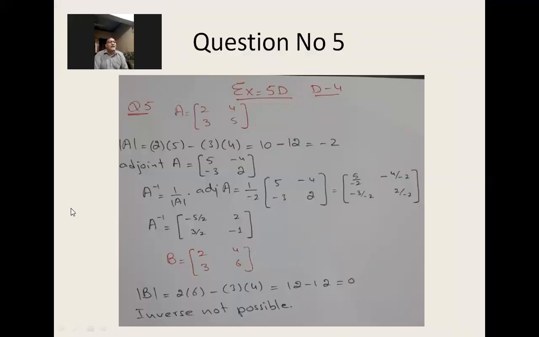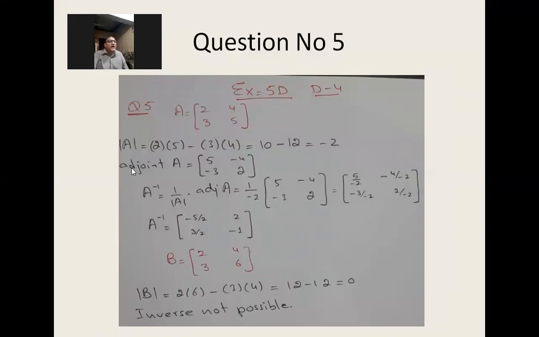So you can see that the matrix A is given here: 2, 4, 3, 5. I will find its determinant. Along this diagonal, I will multiply these two numbers: 2 multiply 5, and then there is a negative in the formula, and then I will multiply the numbers on this diagonal, so 3 multiply 4. So you will have 10 minus 12, and that will be minus 2.